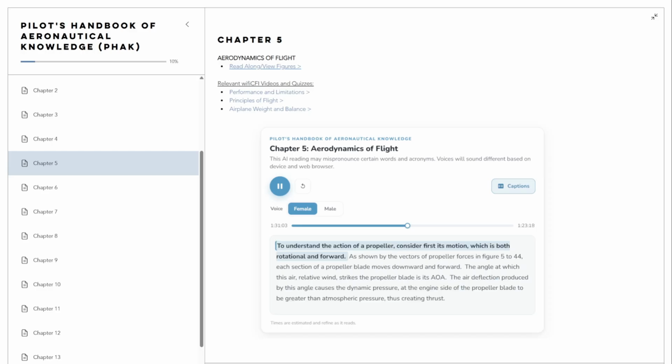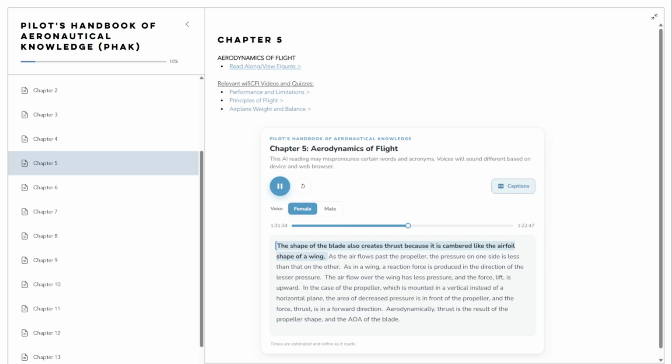To understand the action of a propeller, consider first its motion, which is both rotational and forward. As shown by the vectors of propeller forces in figure 5-44, each section of a propeller blade moves downward and forward. The angle at which this air, relative wind, strikes the propeller blade is its AOA. The air deflection produced by this angle causes the dynamic pressure at the engine side of the propeller blade to be greater than atmospheric pressure, thus creating thrust. The shape of the blade also creates thrust because it is cambered like the airfoil shape of a wing.